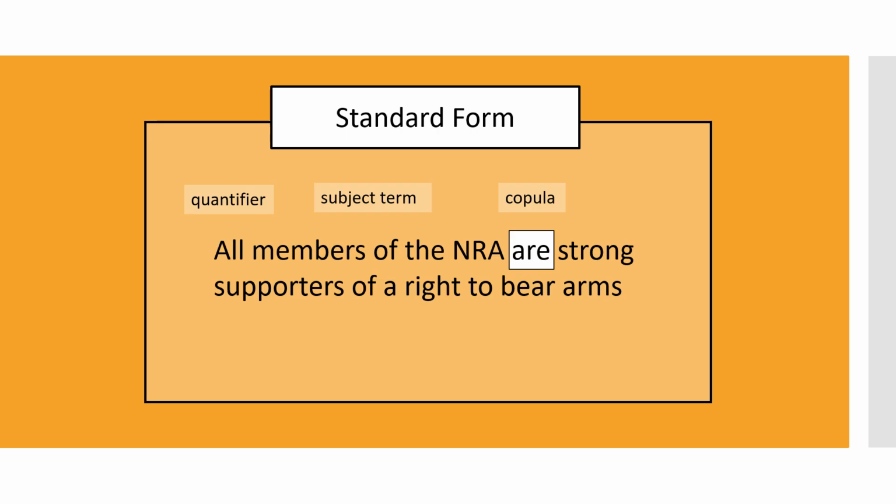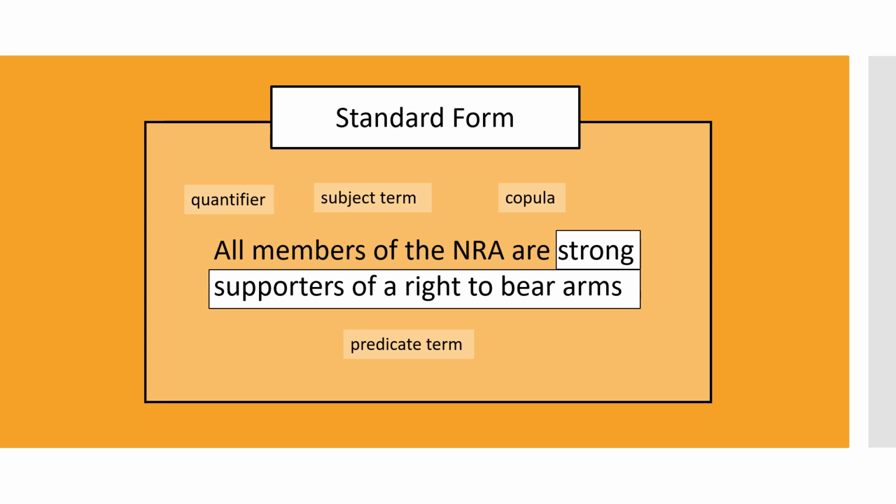So the next piece is simply the copula, and the copula is really just the verb to be, or the word are, sometimes are not, but basically we just stick the verb to be between the subject term and the next class or category of thing that we're talking about. And then finally we get what is called the predicate term. And like the subject term, the predicate term is simply a class or category of things. It's a noun of some sort.